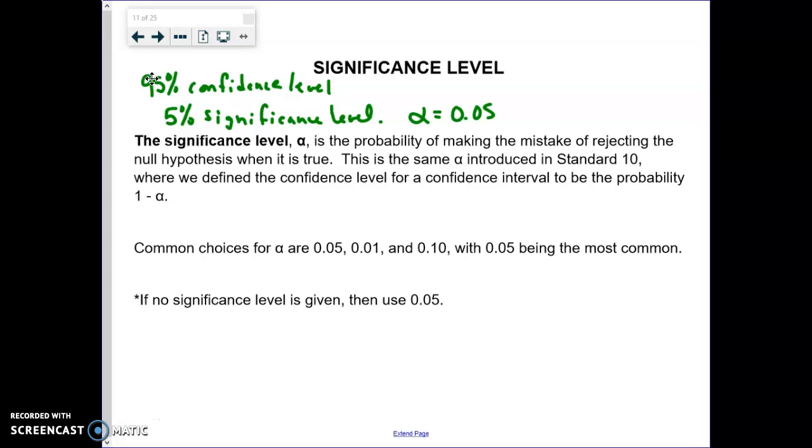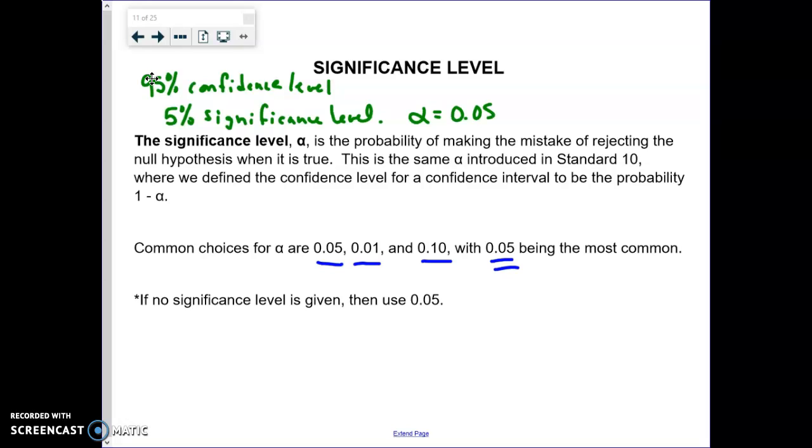Now, significance levels, just like confidence levels for confidence intervals, tend to vary. The three most common were 99%, 95%, and 90%. Well, the three most common choices for alpha are 0.05, 0.01, and 0.1, with 0.05 being the most common. Now, generally, we're going to give the significance level to you in the problem. But if we don't, we're just going to assume that it's going to be 0.05.